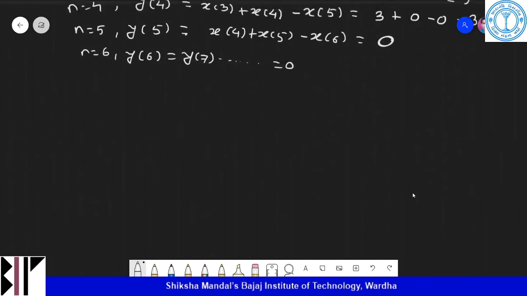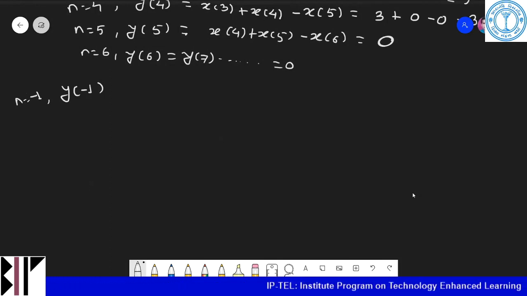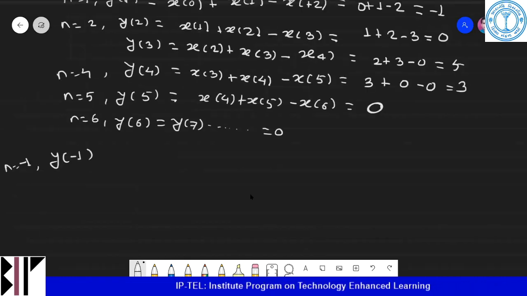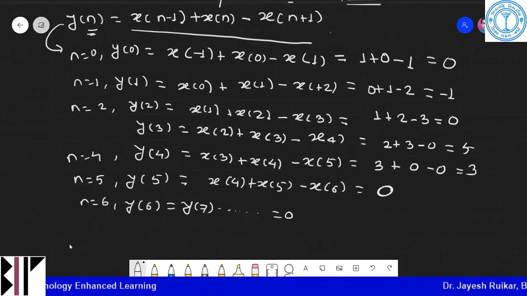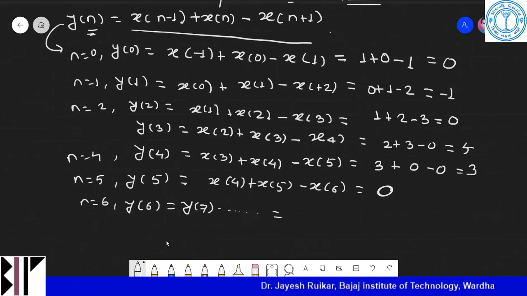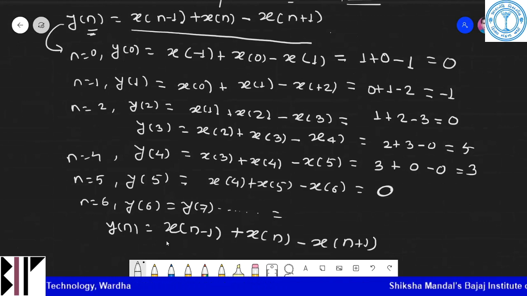Fine. Now go to the negative side. So y of minus 1. Okay, we'll put n is equal to minus 1. Remember this formula. I will rewrite the formula again because I'm changing the screen now. y of n is nothing but x of n minus 1 plus x of n minus x of n plus 1. This is what the formula is.